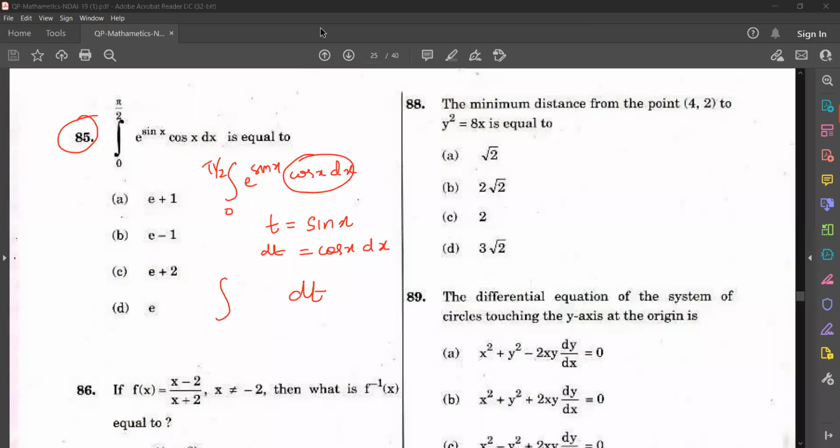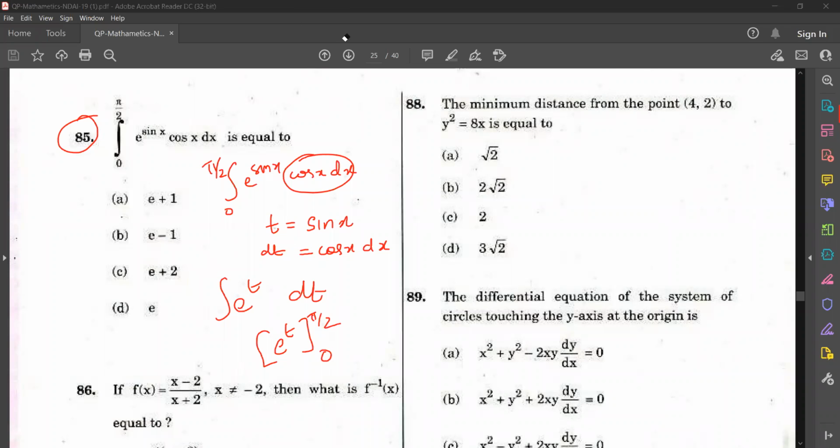So this will become integral 0 to pi by 2 e raised to t dt. So what is the integration of e raised to t? That is e raised to t itself in the interval 0 to pi by 2. So that will become e raised to pi by 2. Now listen, we haven't changed the limit, isn't it?